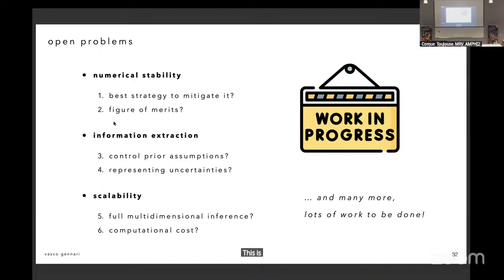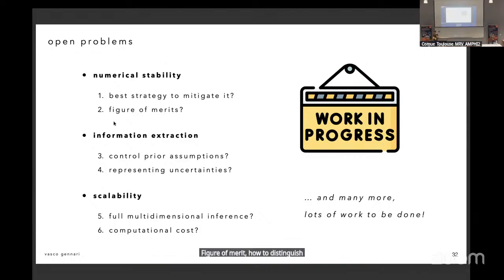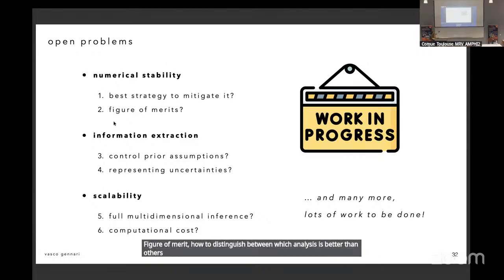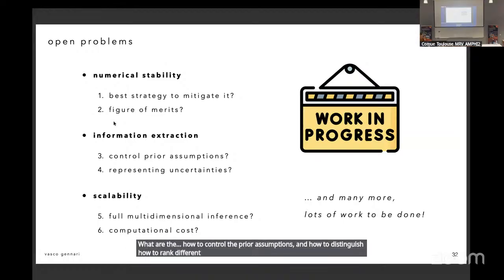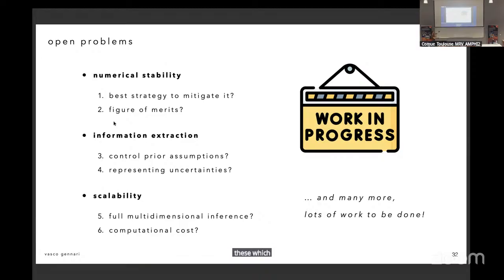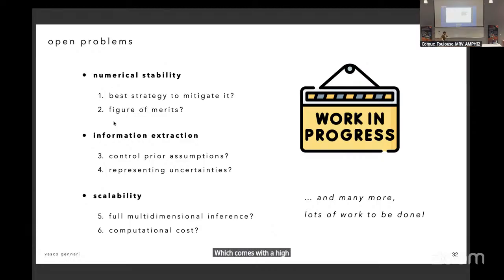This is numerical stability, for example. What is the best strategy to control numerical instability in these Monte Carlo integrals? Figure of merit: how to distinguish which analysis is better than others. How to control the prior assumptions and how to rank different reconstructions which use different assumptions and methods. And also scalability: we would like to have a full multidimensional analysis with correlations, which comes with a high computational cost, especially for larger catalogs. So a lot of work to be done.